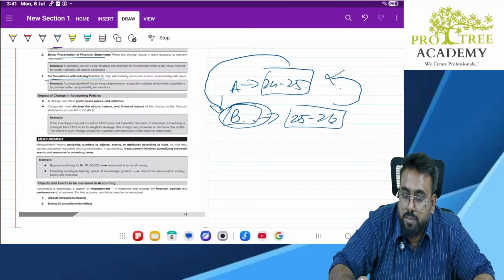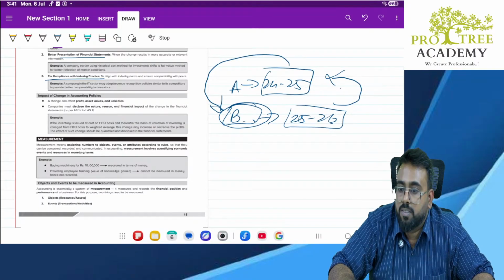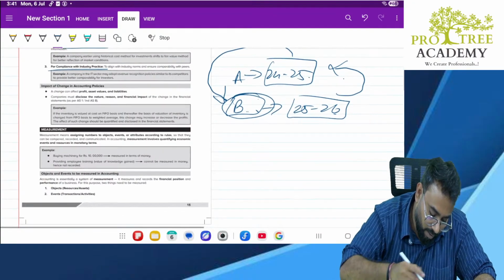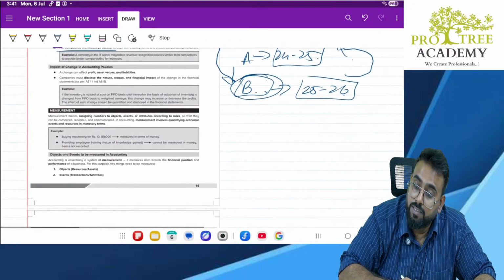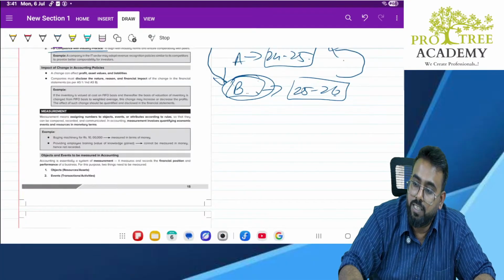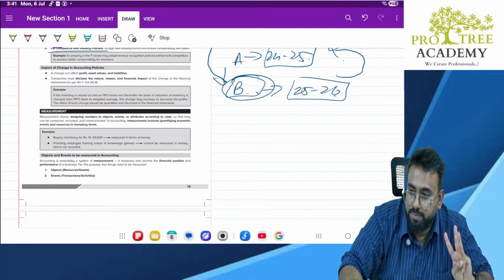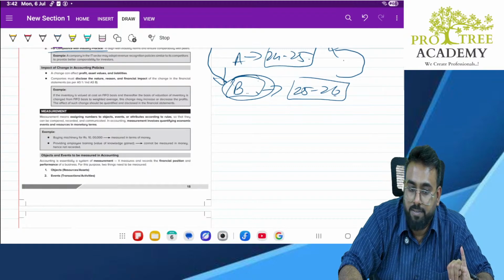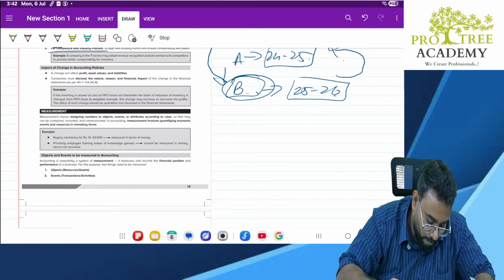Understanding, everybody? Okay, any doubts in this? So when can we change the accounting policy? Law, standard, better presentation, industry practice. Clear?